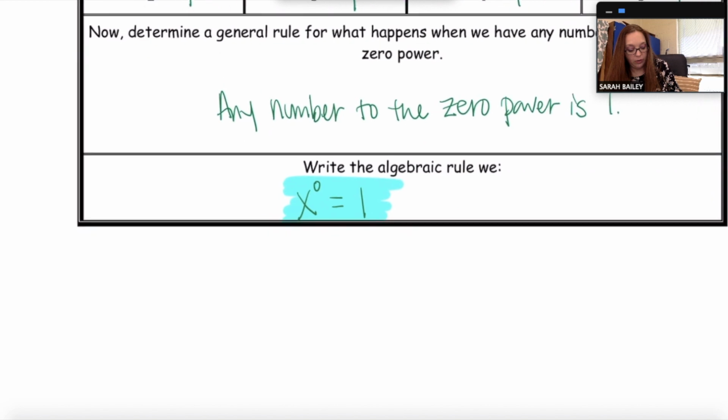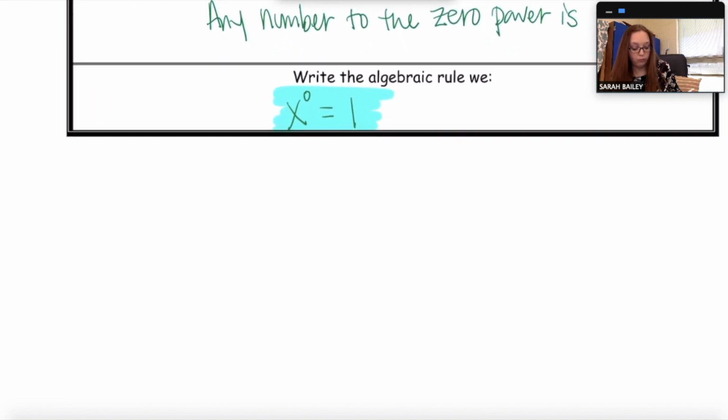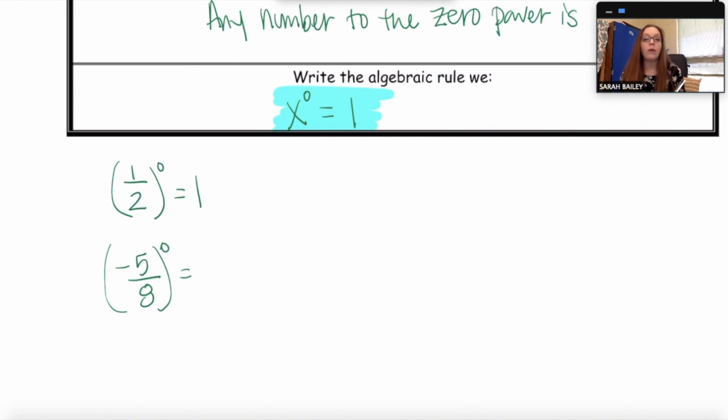If you'll come down here, we're going to do just a couple of examples real quick. So for example, if I was going to do 1/2 to the 0 power, it's 1. What if I did negative 5/8 to the 0 power? Also 1. What if I do negative 9 to the 0 power? That's going to be 1.